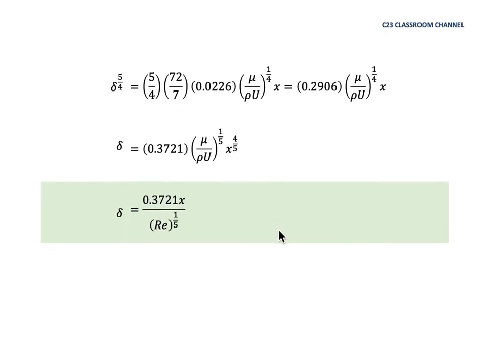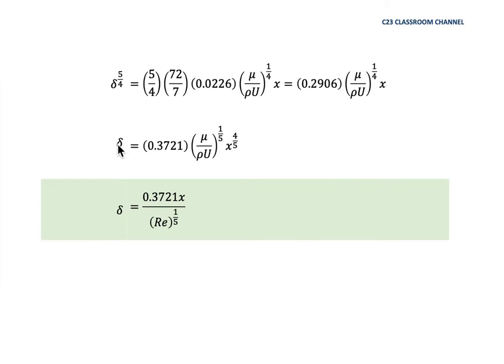Later on, we need to simplify this term, so we come to delta itself. We could simplify it as delta is equal to 0.3721x over Reynolds number to the power of 1 over 6. When we substitute the value, we will get the same final answer with this equation. However, it is compulsory for students to know how to convert this calculation into Reynolds number terms, because in the common equation they will transform it to become Reynolds number terms.